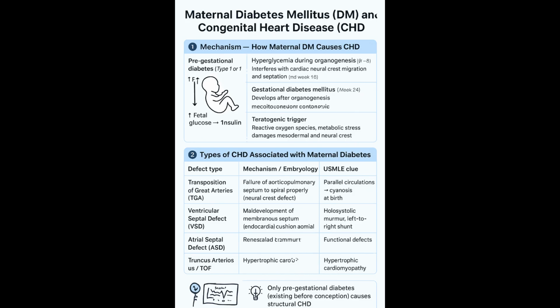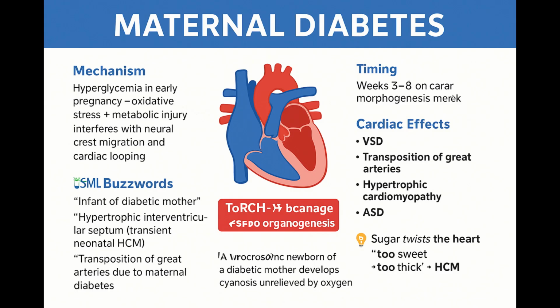So you get structural defects like VSDs or even complex things like transposition of the great arteries, TGA. TGA is cyanotic, but the mechanism involves those same neural crest cells failing. Exactly, the mechanism overlaps. So we often say with maternal diabetes, the defects are either built wrong, these early structural issues like TGA, VSD, or later in pregnancy, post-week 20 or so, the baby can develop something different. Transient hypertrophic cardiomyopathy or HCM.